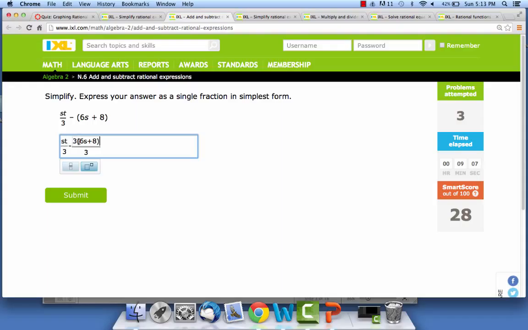So I have 3 times 6s is 18s, and 3 times 8 is 24. So I have st minus all that over 3. So I have st minus 18s minus 24 because I'm distributing that.